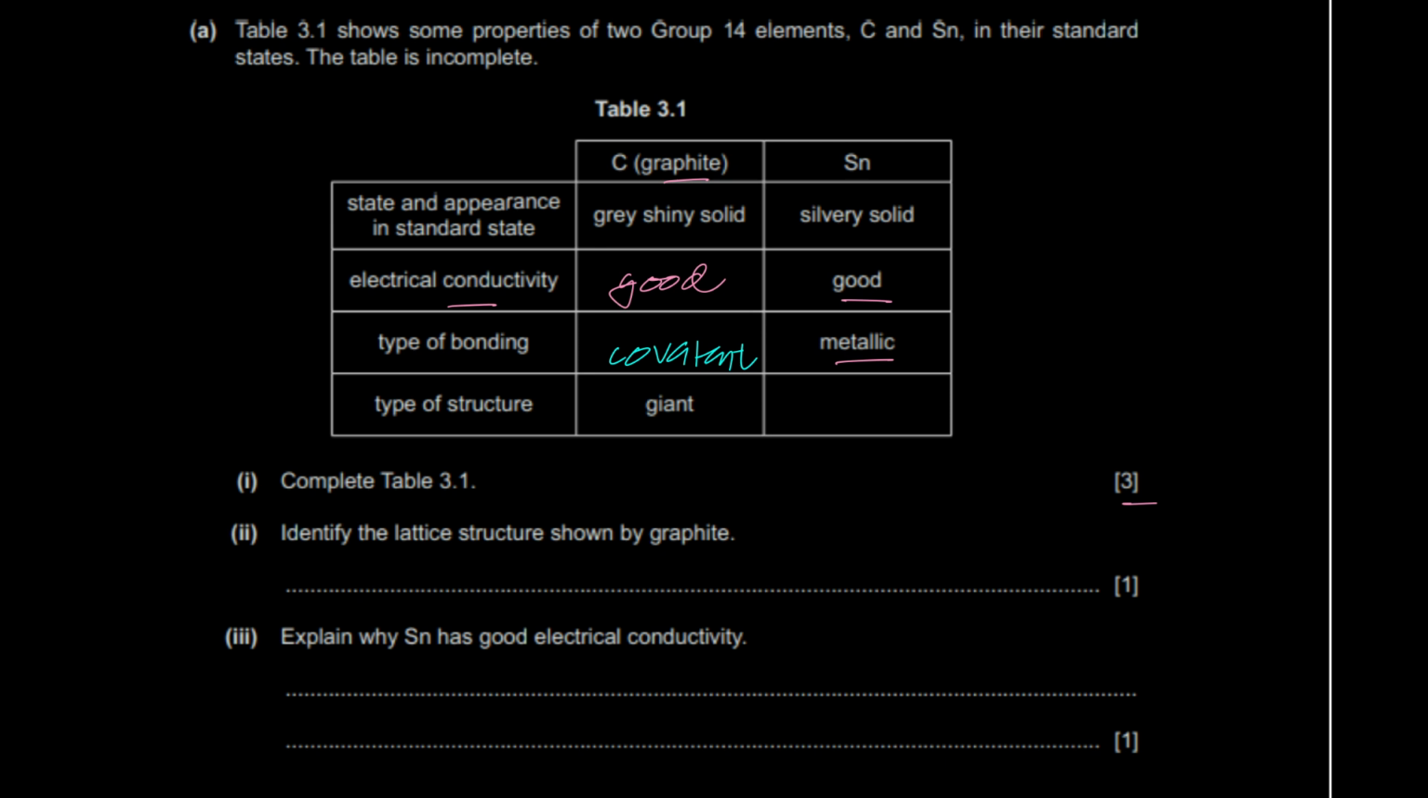And easy. Now, type of structure. This is a giant structure. Tin is a metallic lattice, and metallic lattices are giant metallic lattices. Easy. 3 marks for nothing. 3 marks for O-level stuff.